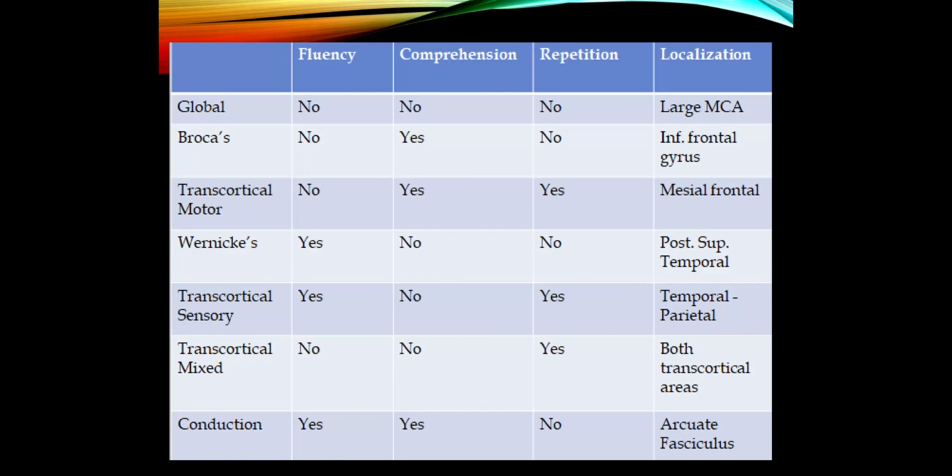Here is a summary of the different aphasias that we've talked about. In a global aphasia, everything is knocked out. They're non-fluent, they don't understand, they can't repeat sentences. That's usually a big middle cerebral artery stroke. If we have an isolated Broca's aphasia, they're non-fluent, but Wernicke's area is intact, so they understand. But they can't repeat sentences because to repeat a sentence, you need to be able to get the words out in Broca's area. So the lesion here is of the inferior frontal gyrus.